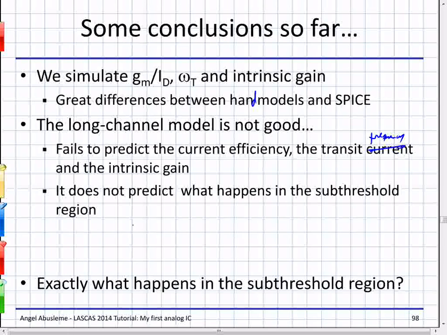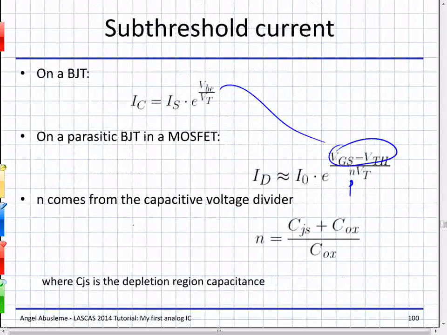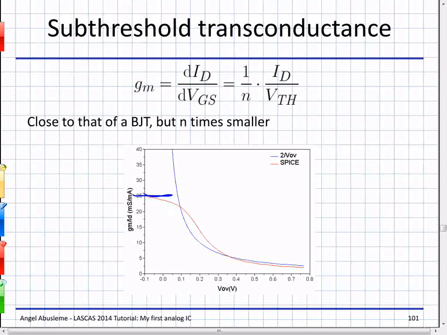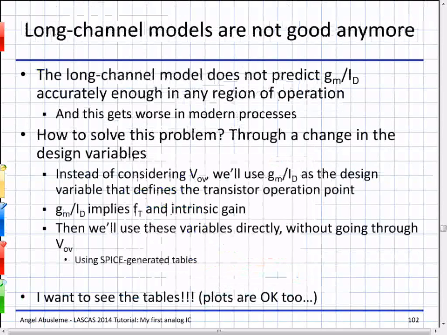So it doesn't work that well. Oh, I had the plot here. Sorry about that. Yeah, so GM is ID over VT, and GM over ID is 1 over VT, basically. So we can't get past this line here. So long channel models are not good. So what can we do?